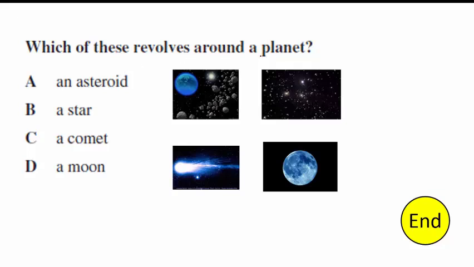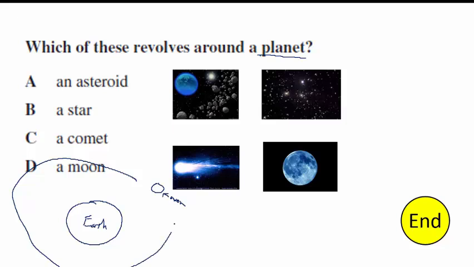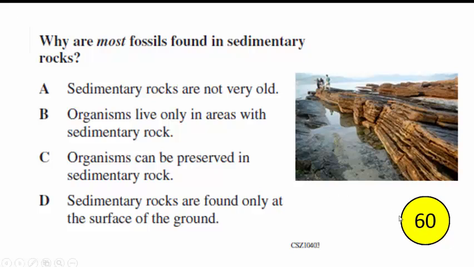Which of these revolves around a planet? So one of these four things orbits planets. Well, you see it just about every day or every night, actually. Here's the Earth. Here's the moon. The moon is traveling in an orbit. That's a really poor orbit, but around the Earth. Our choice is D. Next question, 60 seconds. Begin.